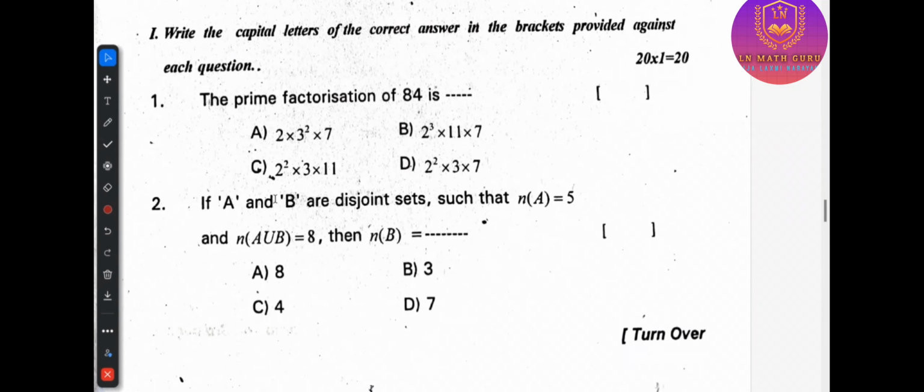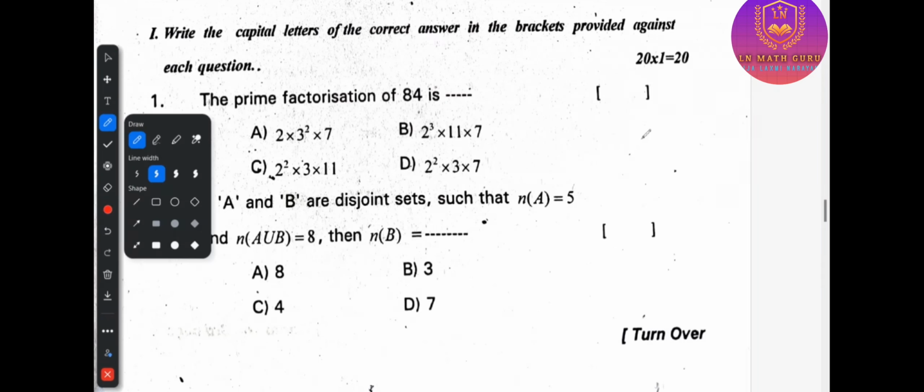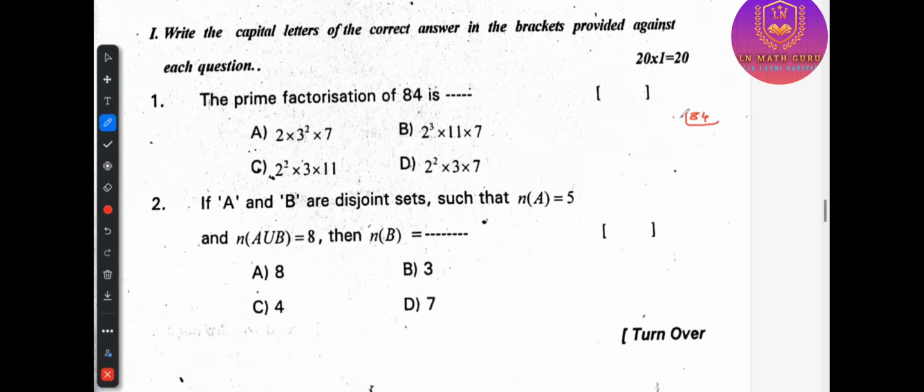Now, the first question is the prime factorization of 84. So first we can take the prime factors of 84. That will be 2 times 42, then 2 times 21, 3 times 7. The product is 2 squared times 3 times 7. So the option will be D.